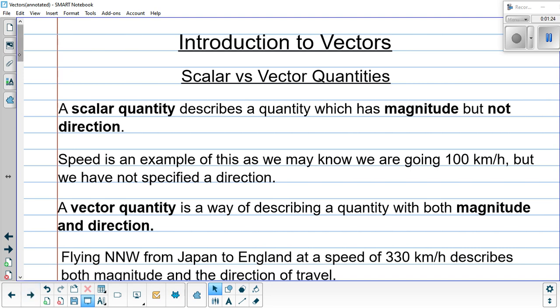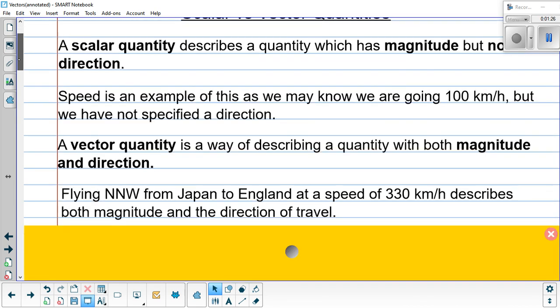Another example, you can think of flying from Japan to England, speed of 330 kilometers an hour, north-northwest. We have magnitude and direction of travel. You don't always have direction in terms of compass points. You can have degrees. You can have positive and negative signs suffice, depending on the problem.